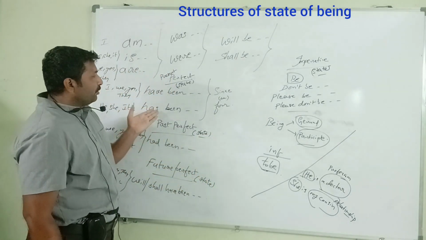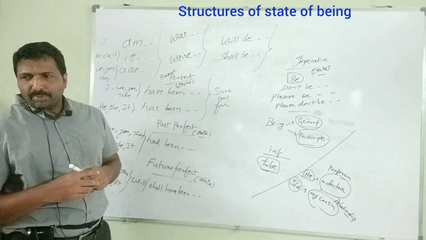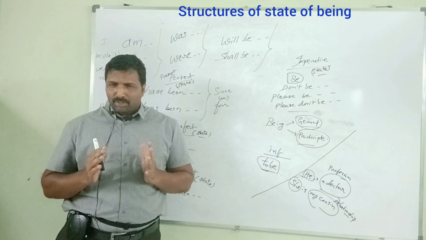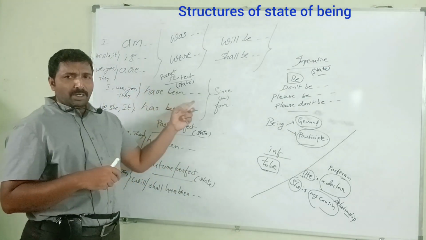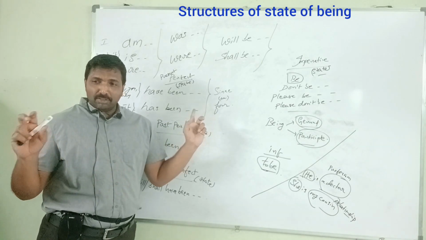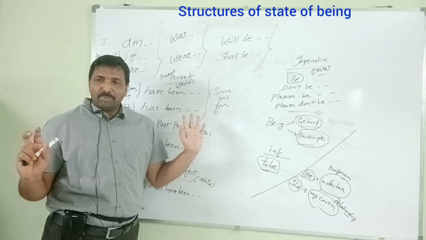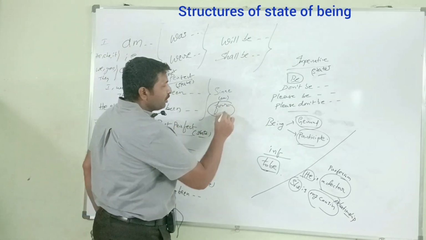Coming to the perfect, coming to the present perfect, it reminds us they are still our neighbors. For example, they have been our neighbors for 20 years. Still they are, but with the time sense. For means for a period of time.